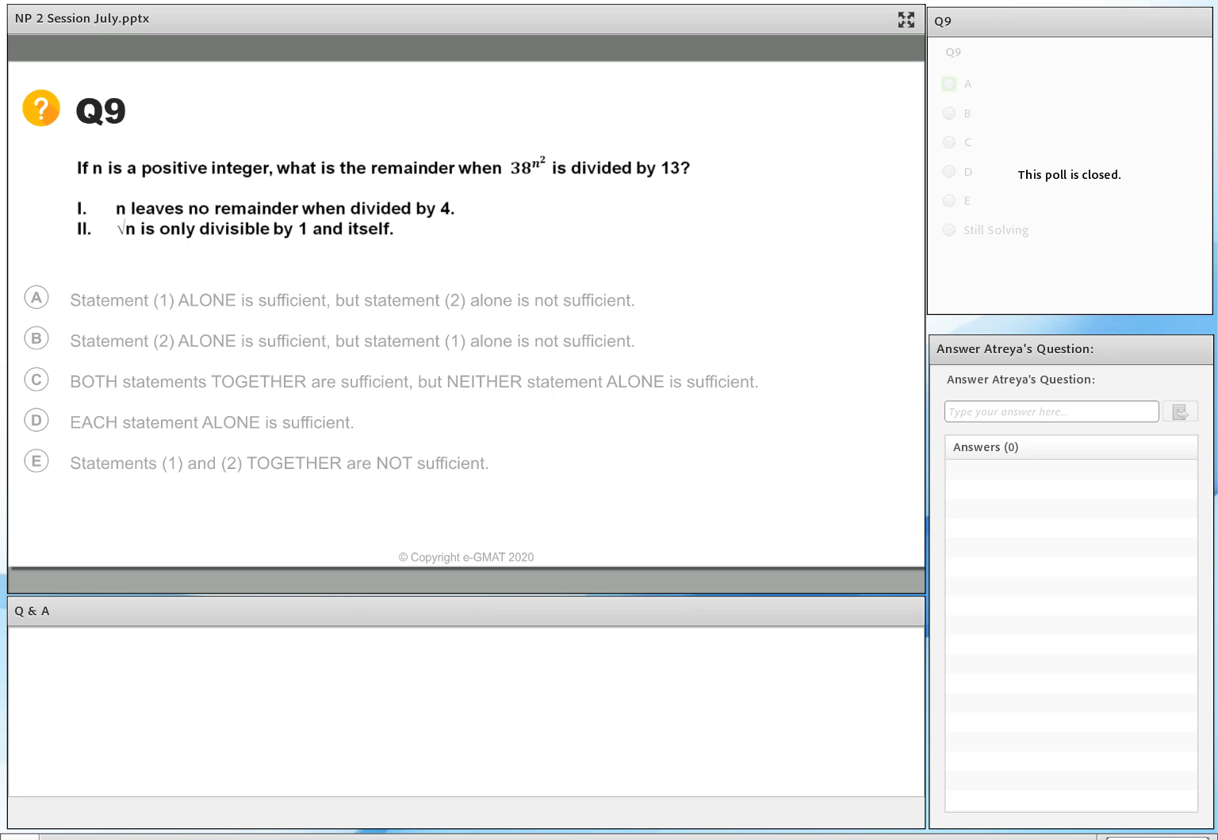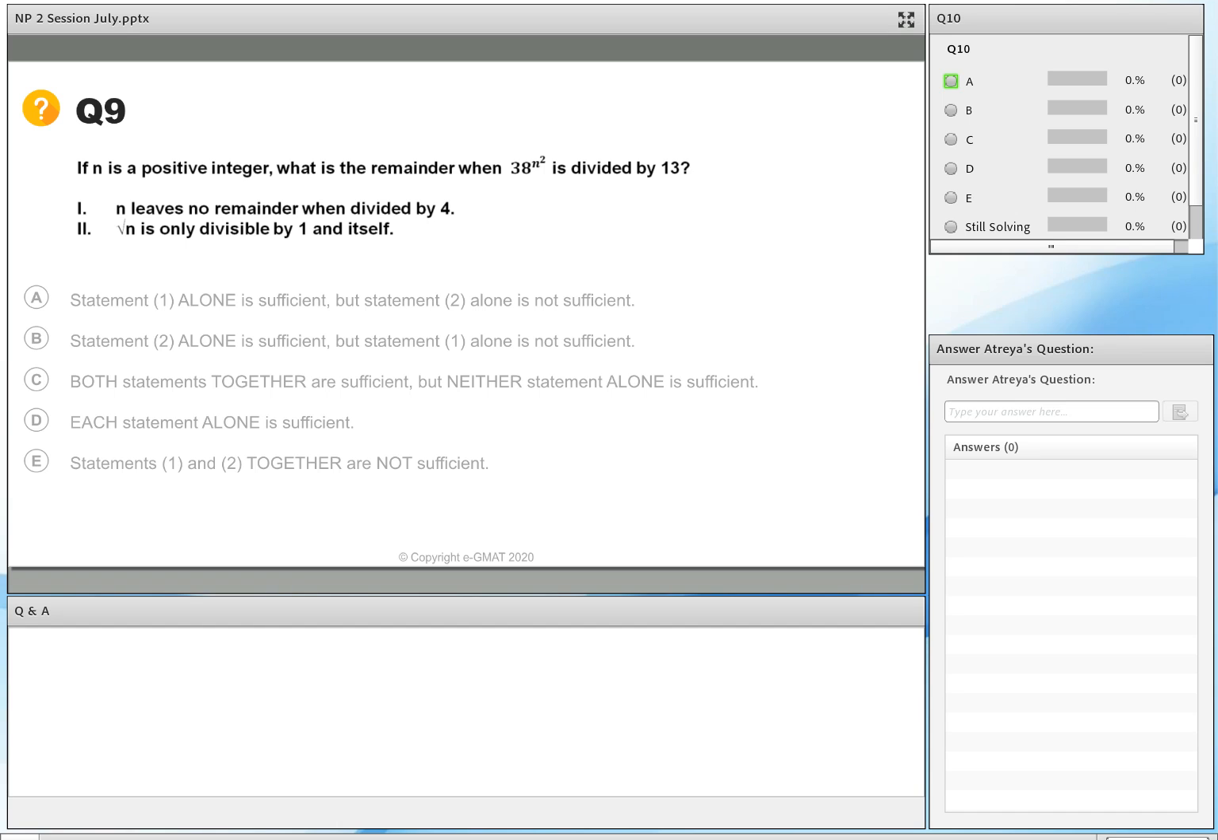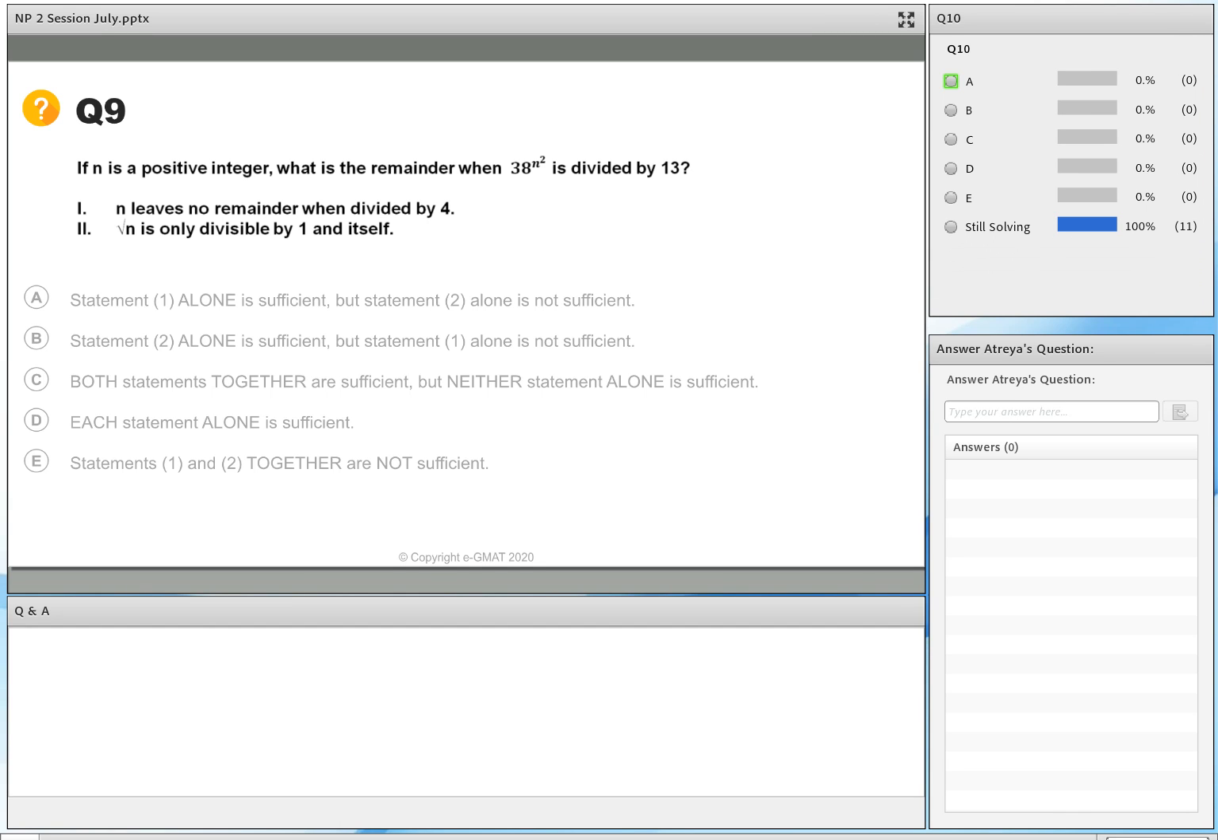And again, we're not going to discuss the answer right now. We are going to discuss the answer after we are done with the next question and also at the end of the session, where we are going to solve all these 3 questions again. So I'm going to bring the poll for question number 10. Here is the poll. Can you please mark still solving, and let's now move to question number 10.